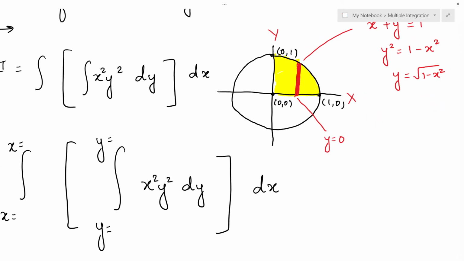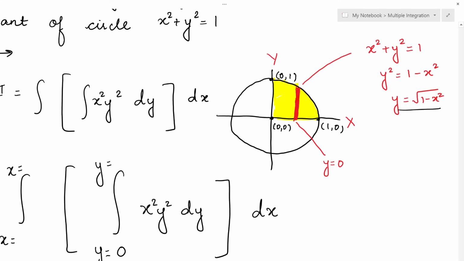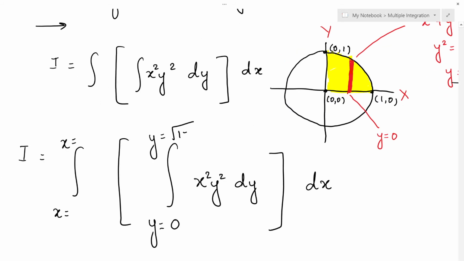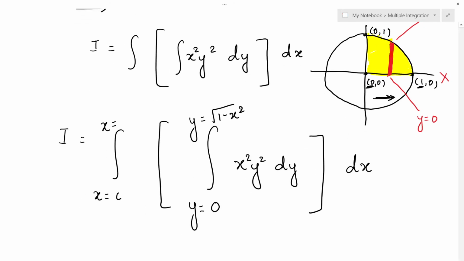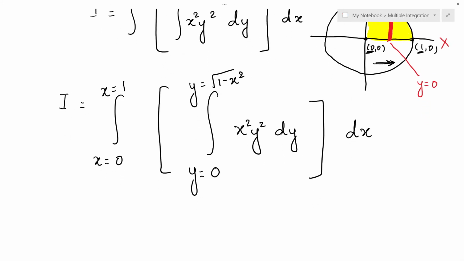The inner limits will be where the strip touches the lower end, that is your lower limit, 0, and where the strip touches the upper end, that is your upper limit, the square root of 1 minus x square. Now the outer limit. You know that whenever the strip is vertical, it will travel from left to right. On the left the value of x is 0, and on the right the value of x is 1. So the outer limits are 0 to 1. So these are my limits of integration.